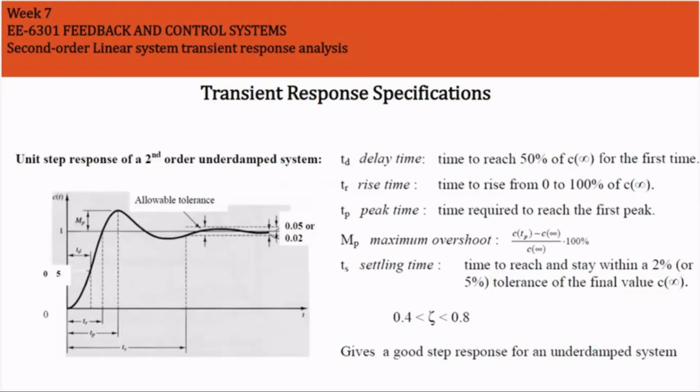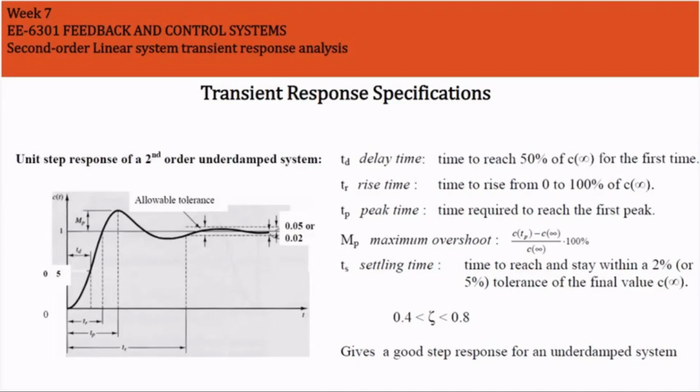TR is, with respect to your x-axis, the rise time: the time to rise from 0 to 100% of your C infinity. Then TP is the time required to reach the first peak. So that you won't forget, TD, TR, and TP are with respect to T, or our x-axis. We discussed that the flow of our signal is with respect to time. So your TR, TD, and TP are horizontal, with respect to your x-axis.